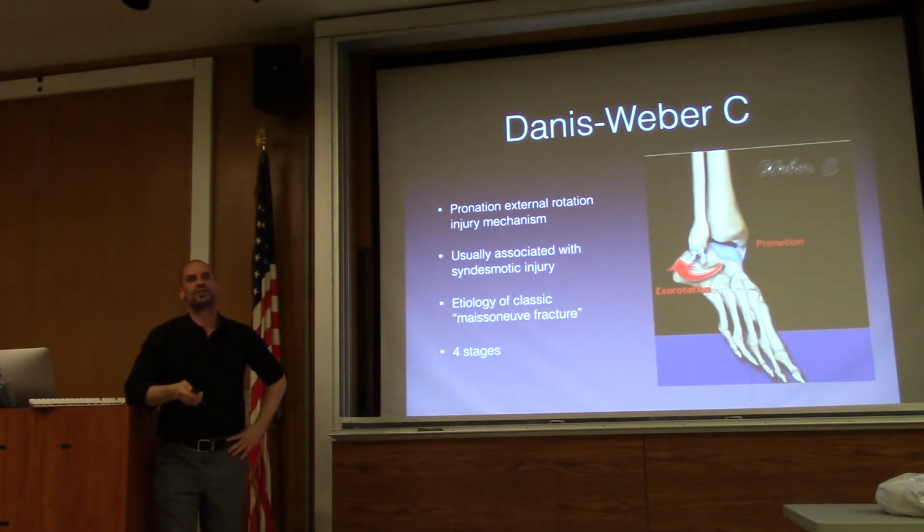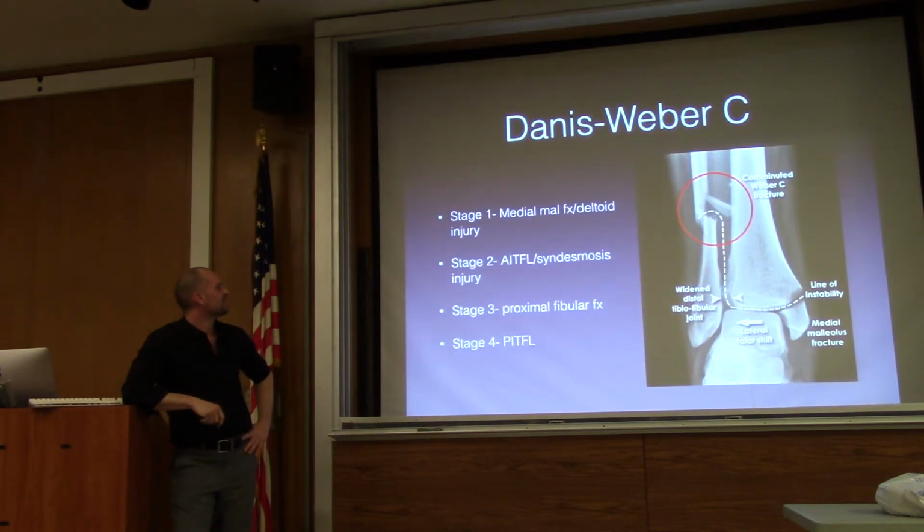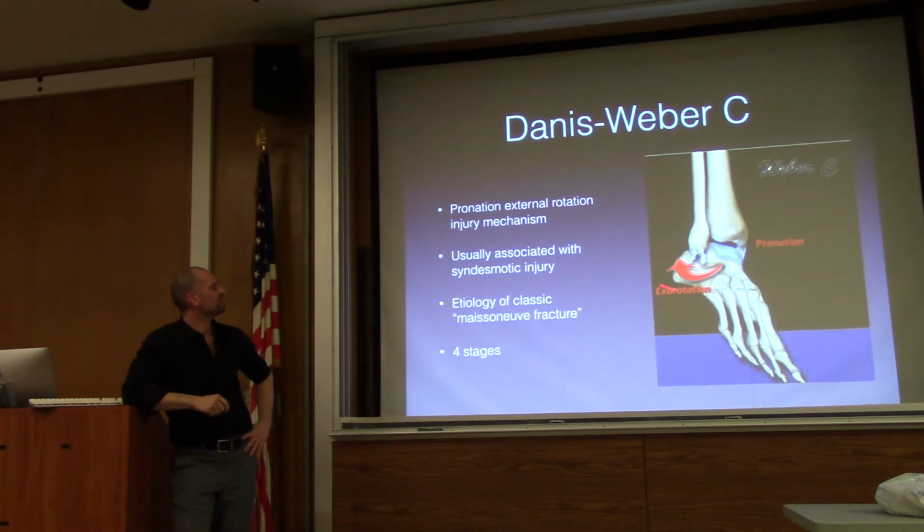Now the Weber C is the one that you all know from your board questions and everything like that. That's what you said is your Maisonneuve fracture. And so that's the one that ends up having the proximal lateral malleolar fragment, okay? So essentially you have 4 stages just like the other one.